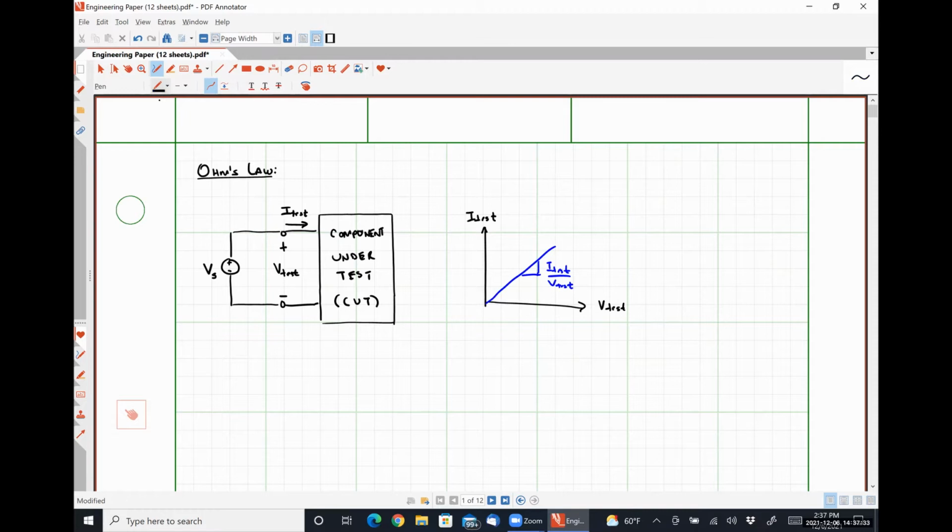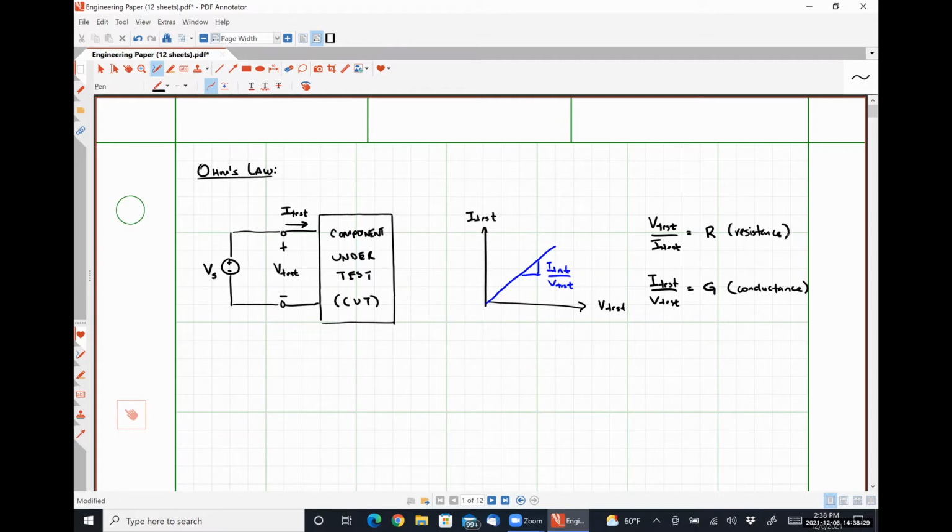Georg Simon Ohm defined that constant of proportionality, V test divided by I test, to be the resistance of the material that he was testing. We can actually define a second constant of proportionality here. The ratio of I test divided by V test will be G, where G is what's called the conductance. R is the resistance. Okay.